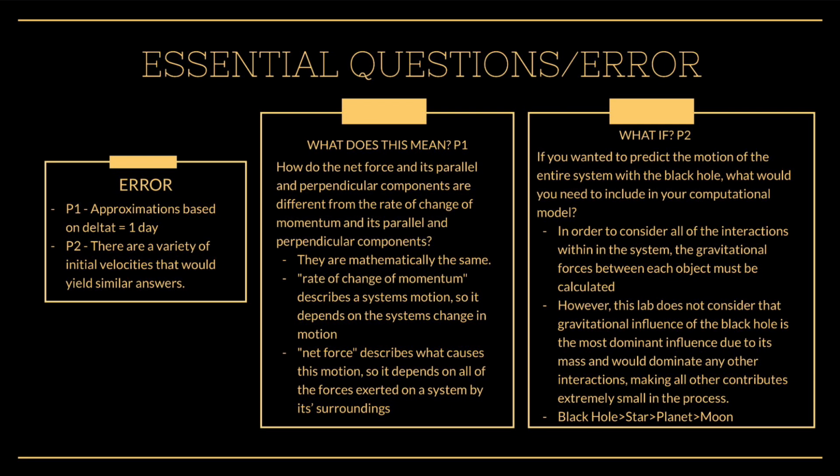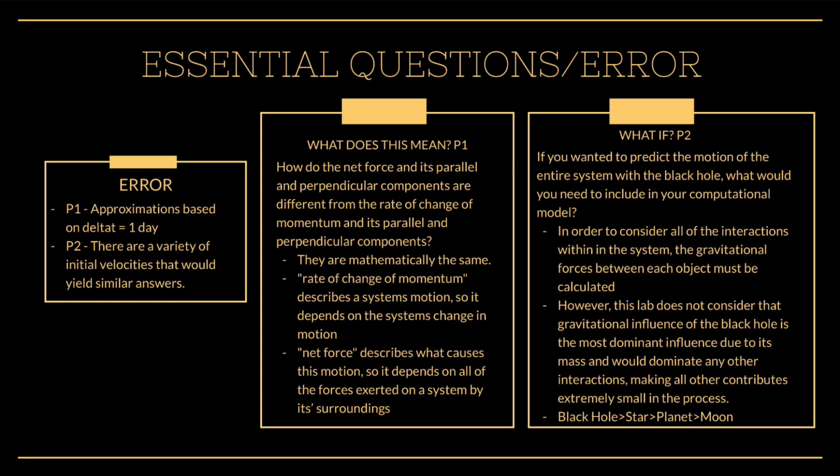So how do the net force and its perpendicular and parallel components differ from the rate of change in momentum and its parallel and perpendicular components? So firstly, although they're mathematically the same, the rate of change in momentum describes a system's motion, so it depends on the change in the motion of the system. However, the net force describes all of the forces from the surroundings onto the system, so they're getting the same mathematical answer, but they're approaching it in different ways.